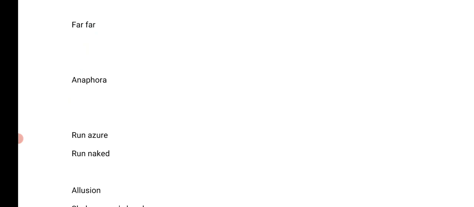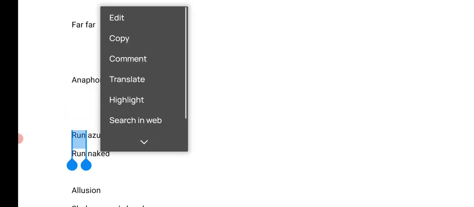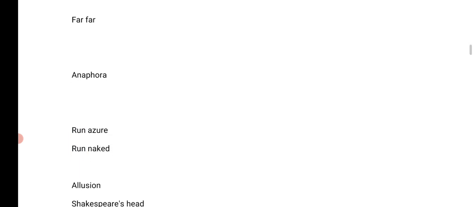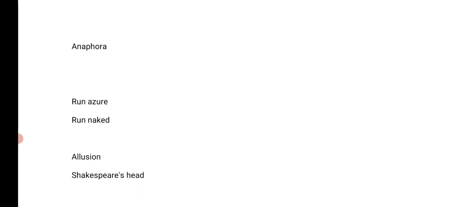So what is anaphora? There's a fine line of difference between repetition and anaphora, because in the case of anaphora, a word is repeated at the beginning of following clauses. So you see run, there will always be a principal clause, and then full stop, and in the beginning we have run, and in the second line in the beginning we have run. So this is an example of anaphora.